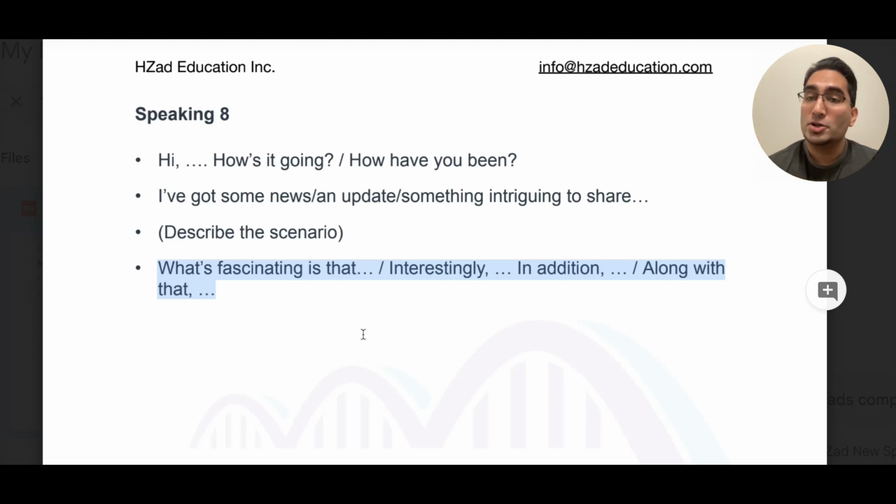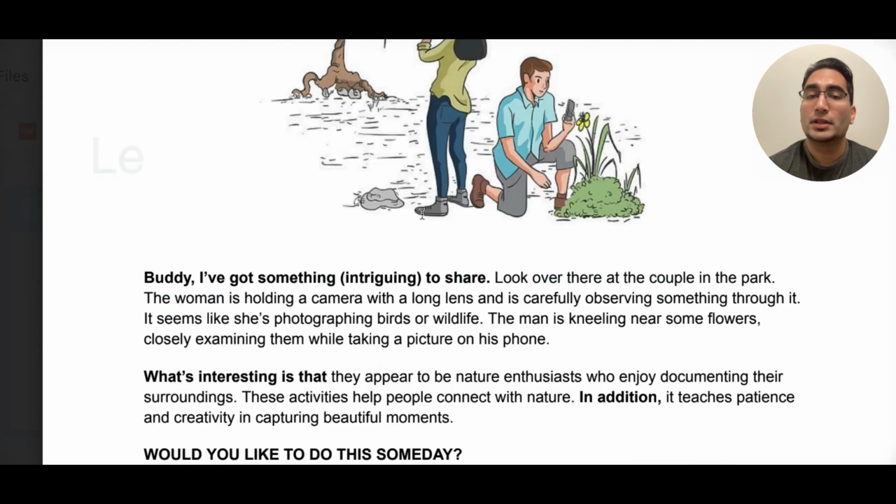You can use a combination of these words. You don't really have to use one of them. You can use a combination. So these words would be, what's fascinating is that, interestingly, in addition, along with that, and so on. So you could use any of these that fit the extension of the description you're trying to portray. Let's have a look at this example.